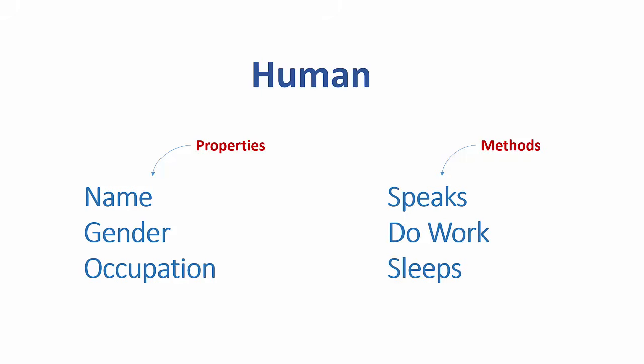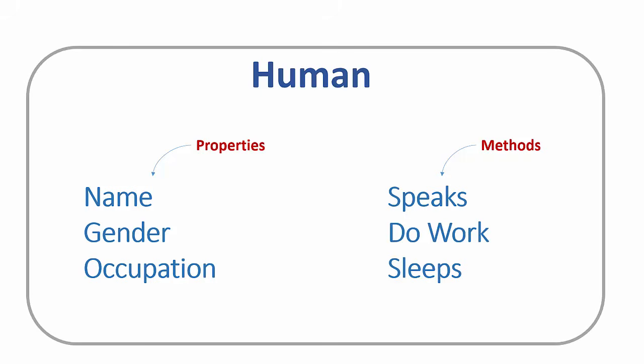Thus, properties and methods form a central entity called a class. So here human is a class which has two central components, which are properties and methods. So a class is nothing but an abstraction of some entity which contains a common set of properties and methods.